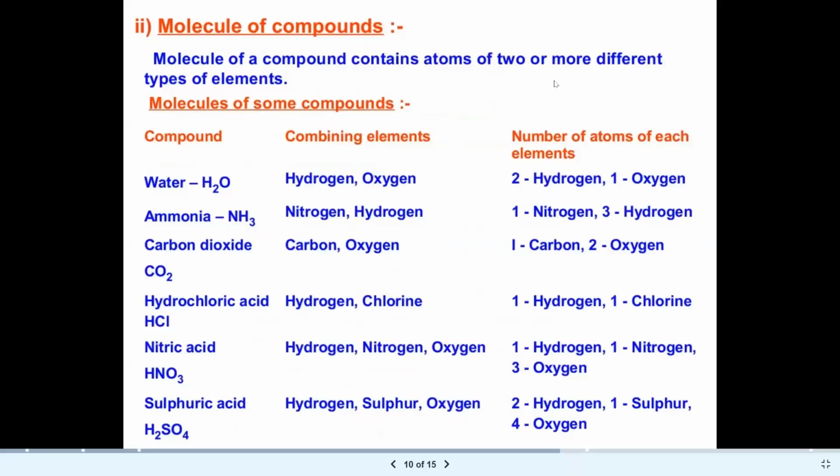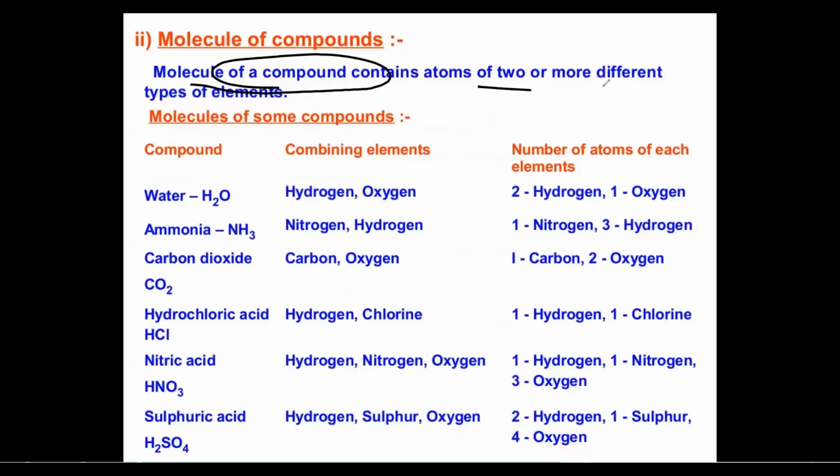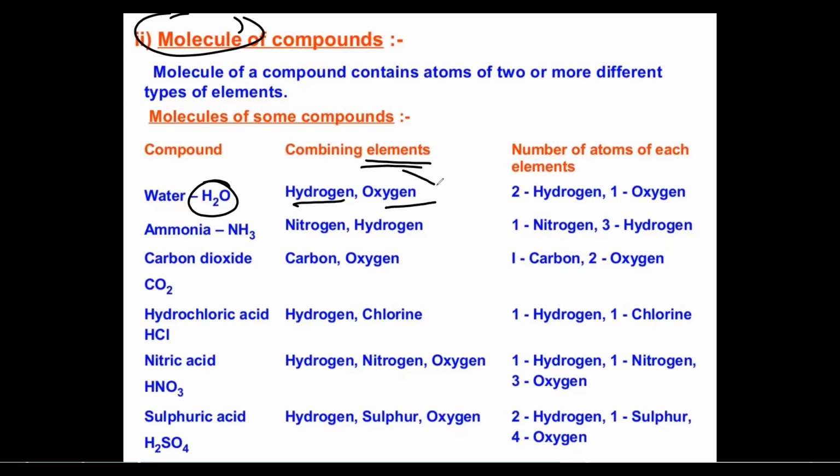Now, if you talk about the molecules of a compound, it contains atoms of two or more different elements. For example, water, carbon dioxide, nitrogen dioxide, ammonia, etc. Atoms of a molecule will combine to form a compound. For example, water is a compound where the combining elements are hydrogen and oxygen. These two individual elements will form a compound.